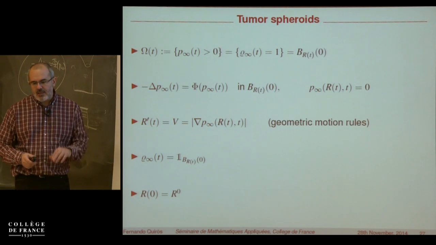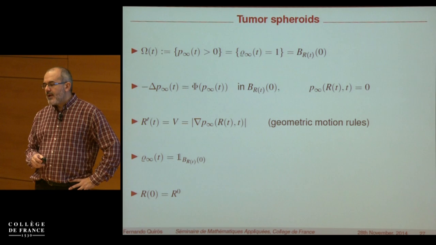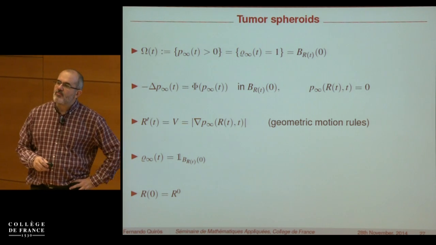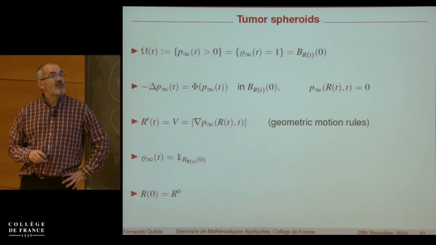And let me talk about a particular example, that is tumor spheroids. If you have radial symmetry, you can compute things more or less explicitly, according to the free boundary model.